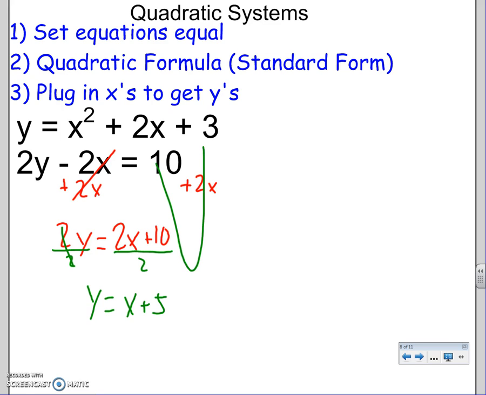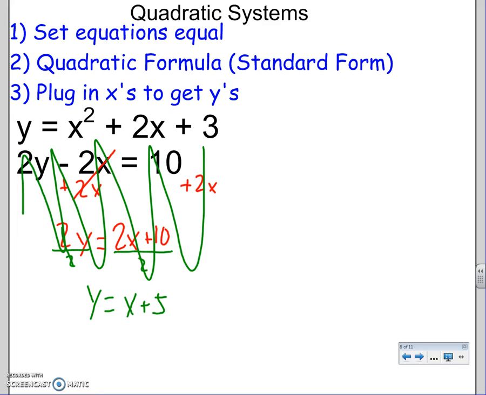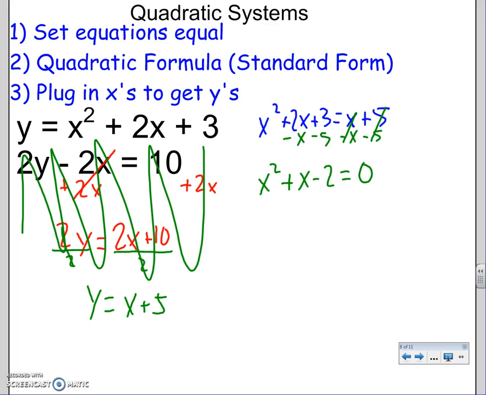Alright, I no longer need this middle part. I have two equations only, the top one and the bottom one. Set them equal. x squared plus 2x plus 3 equals x plus 5. Move everything to one side so I can do the quadratic formula. So I'm going to subtract x and subtract 5. So x squared plus x minus 2 equals 0.